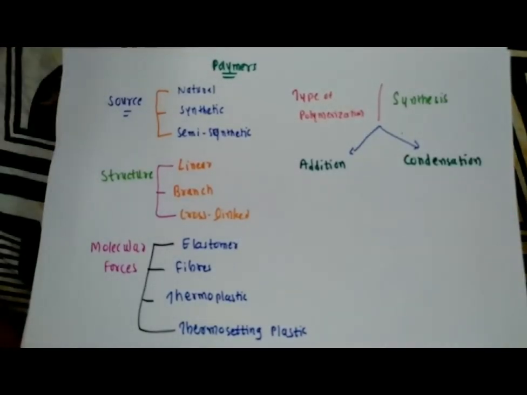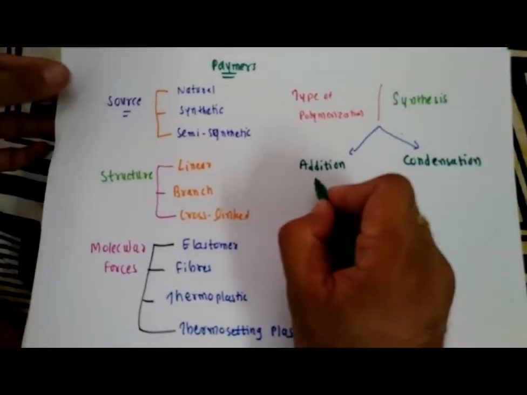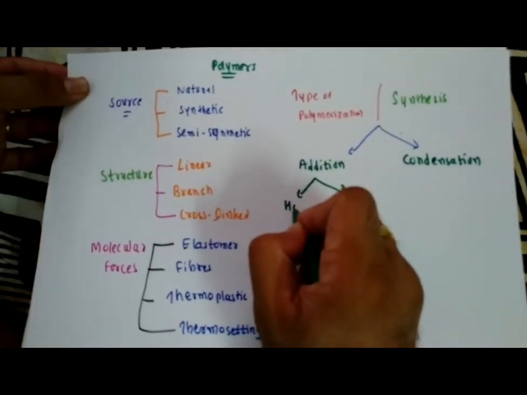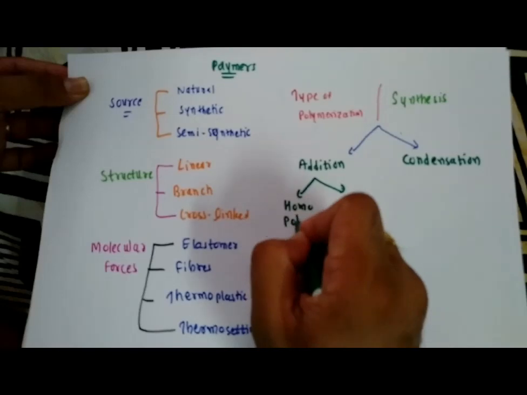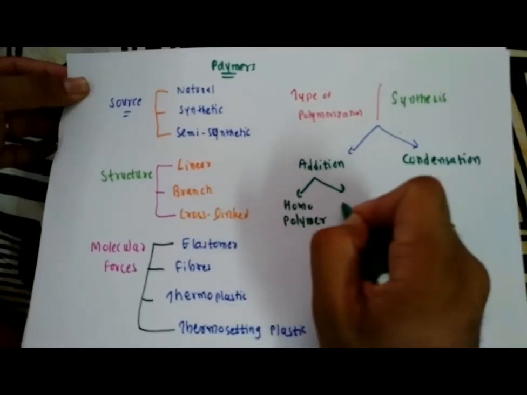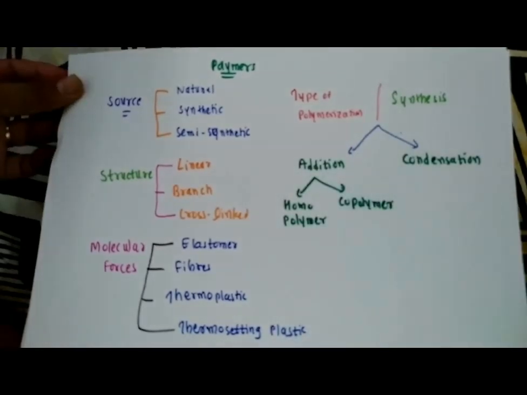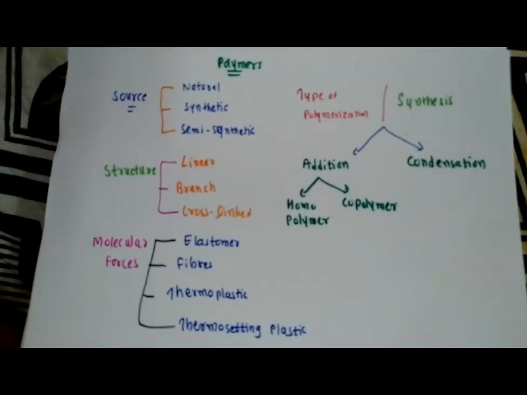Okay. In addition polymers, there are two types: homopolymer and second is copolymer. Okay. Now we have already discussed these polymers, so we will only revise the names of polymers and then preparation will be discussed in animation.